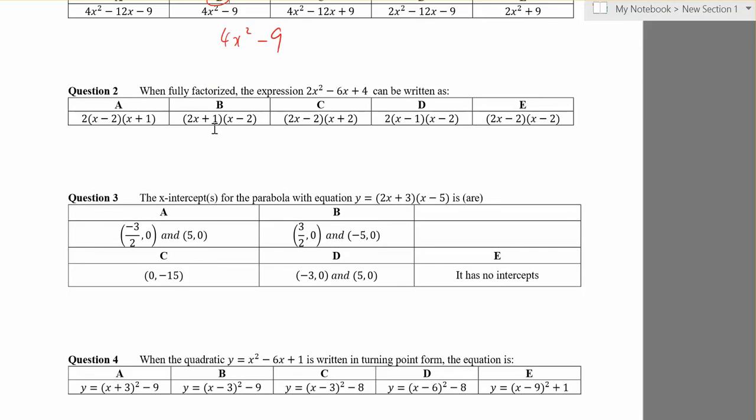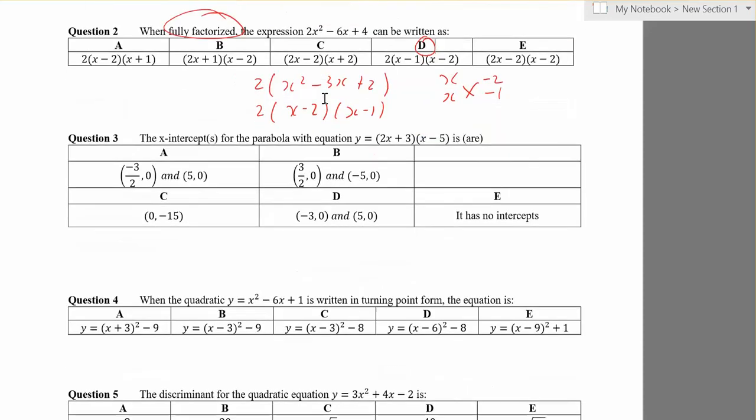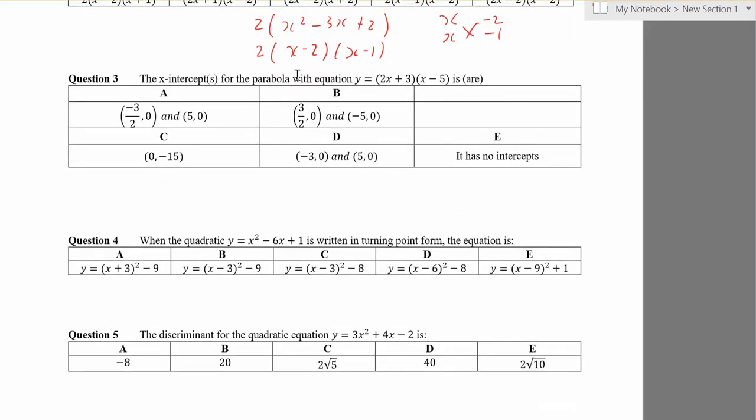Question 2: when fully factorized, it can be written as. So I need to take the factor of 2 out because they all go into 2, giving 2 times (x squared minus 3x plus 2), and I need to factorize inside using hopefully cross products. 2, 1, they're both negative. So we've got 2(x minus 2)(x minus 1). That's done.